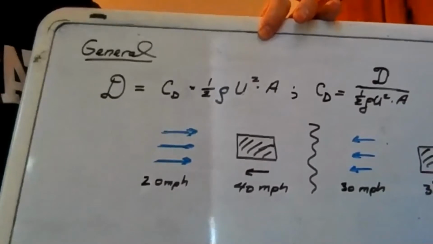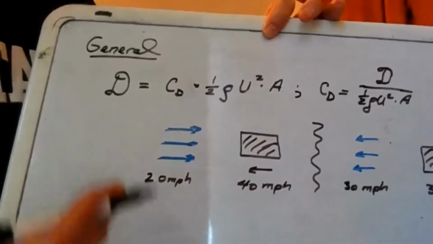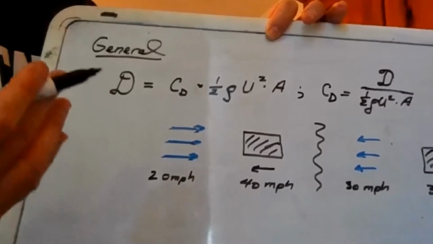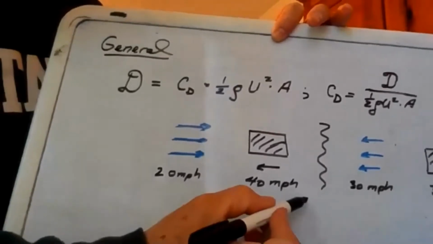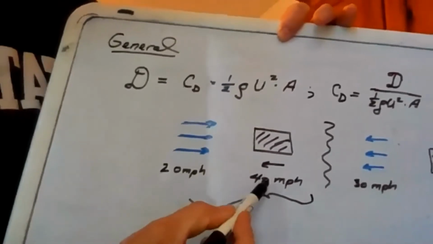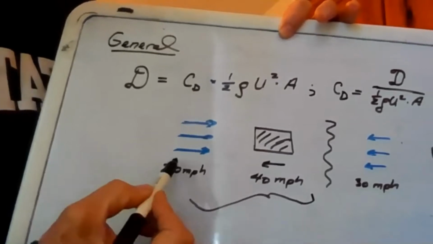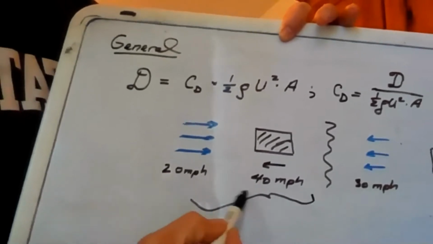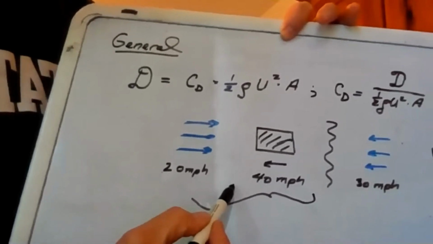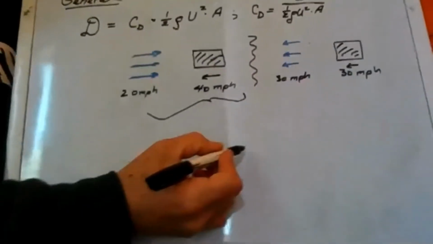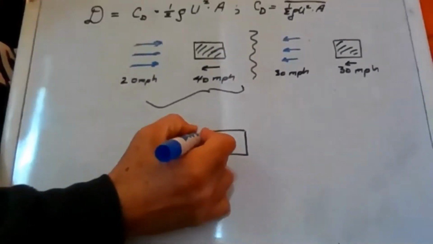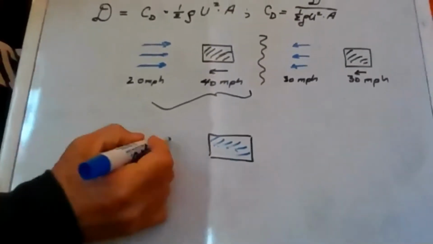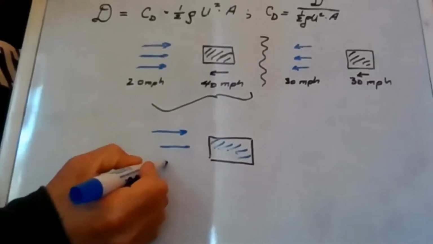All right, what about U? Well, it basically is the speed of the object relative to the fluid. So let's take a look at this case right here. This is going 40 miles per hour, and you've got a 20-mile-per-hour wind. Well, what we're going to say is that the relative speed is 60 miles per hour. And you'll notice in the textbook, a lot of times they'll draw it again, as we said earlier when talking about chapter 9, where we imagine this being stationary and the wind moving at 60 miles per hour.